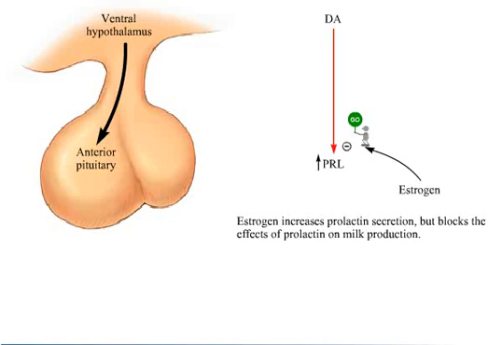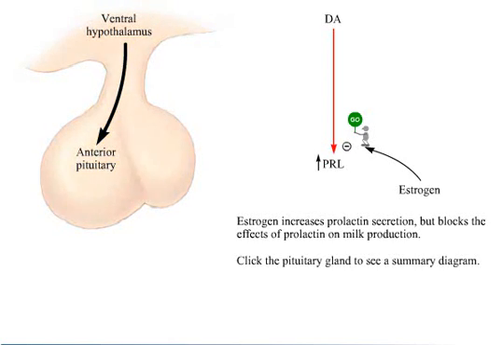Prolactin, estrogen, and other hormones promote growth of the breasts, but the high levels of estrogen inhibit milk production. Milk production begins after childbirth when estrogen levels drop due to the removal of the placenta. Click the pituitary gland to see a summary diagram.